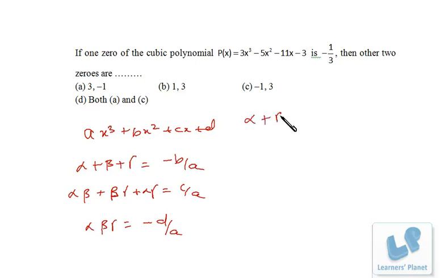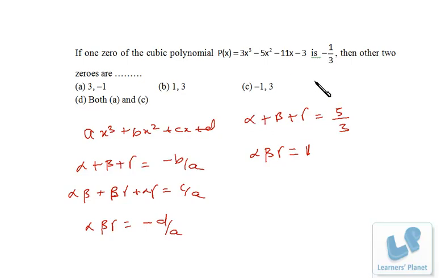Now here alpha plus beta plus gamma will be 5 by 3, that's minus b by a, right? And alpha beta gamma is equal to 3 by 3, that's 1, right? Now we know one of the roots, that's minus 1 by 3. Suppose I assume that alpha is minus 1 by 3. So what I'll be doing, I'll put the value of alpha in both the relationships and try to get the value of beta and gamma.